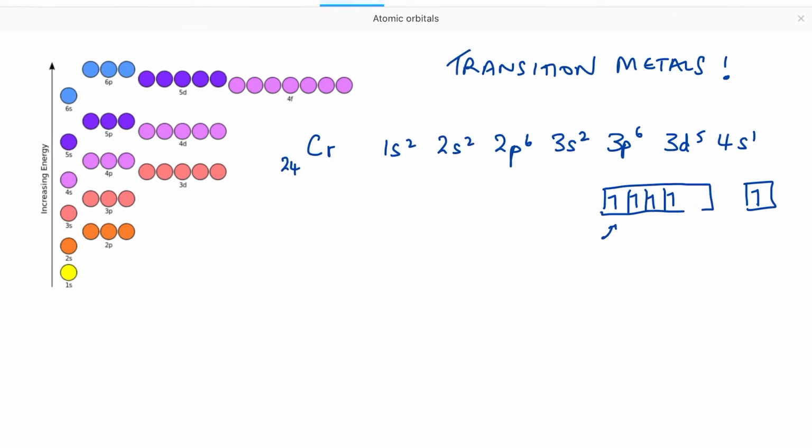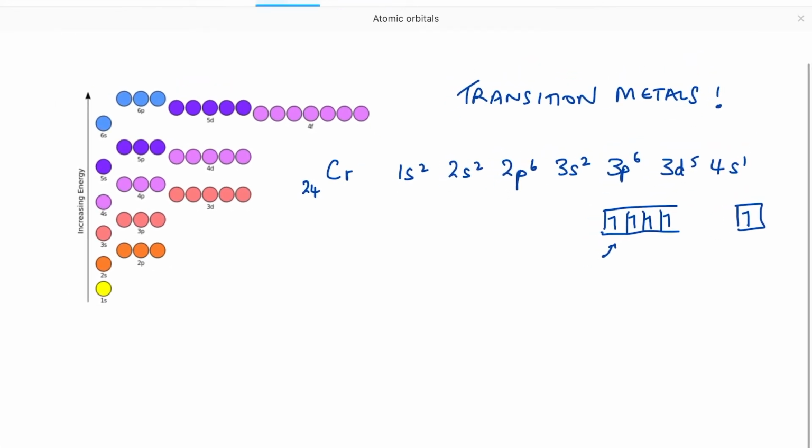If we actually followed the rules, my eraser is a little bit too big there. Let's draw my box back on. We would have 4s2, 3d4, where we've got two electrons spin paired and then an empty suborbital. Now clearly it is more stable, of lower energy, for chromium to fill each of its d orbitals and just put one electron in its 4s than the other way round.